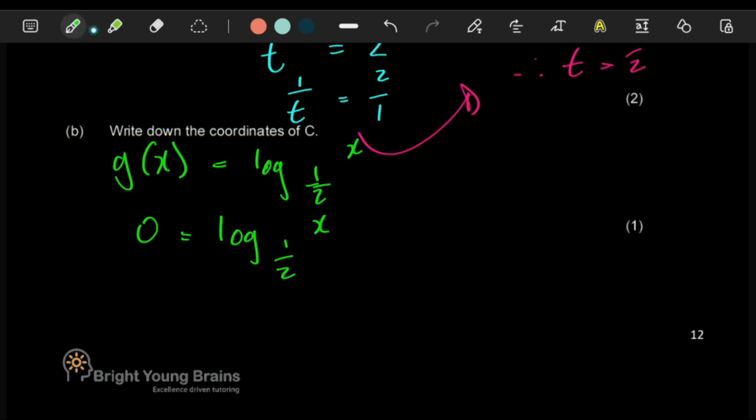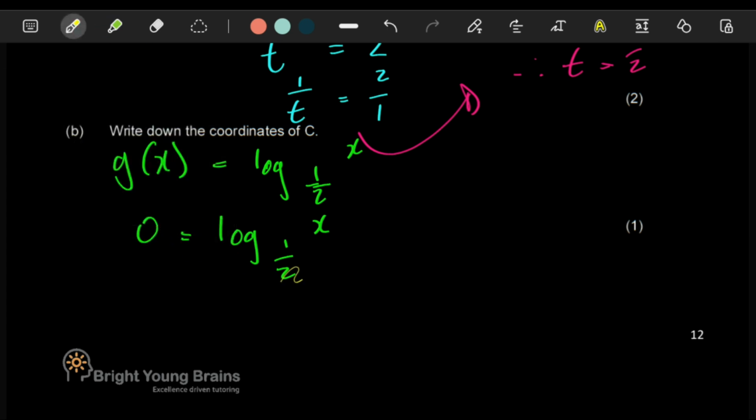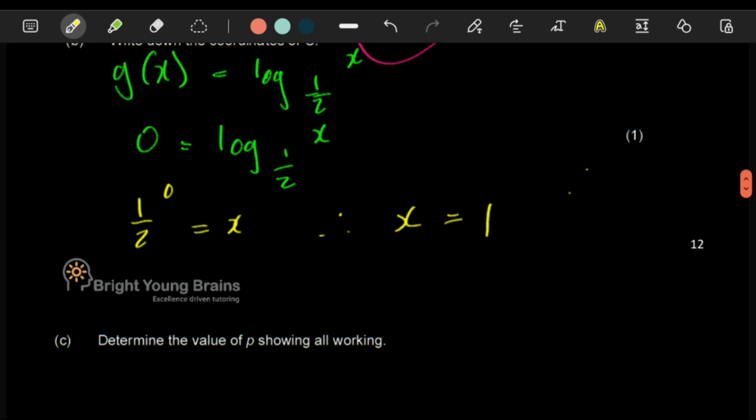And then now we can even practice again what we had said in the beginning. This is the exponent, this is the base. So you have a half to the power of 0 equal to x. Therefore, x is equal to 1, because anything to the power of 0 is 1. So if x is 1, then it means that C is the coordinate (1, 0).